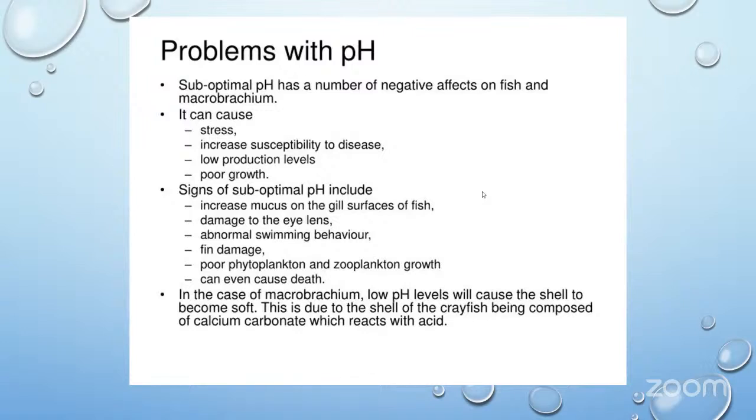Now, the problems with pH. Suboptimal pH has a number of negative effects on fish and Macrobrachium.